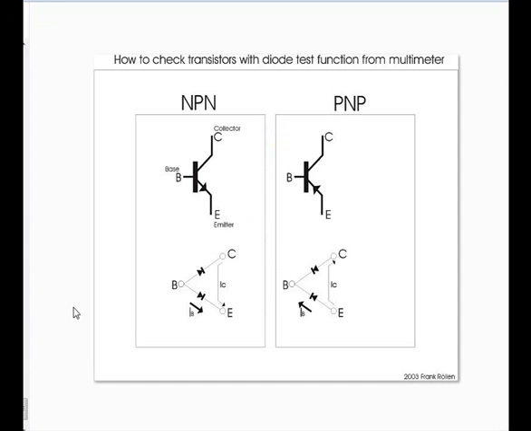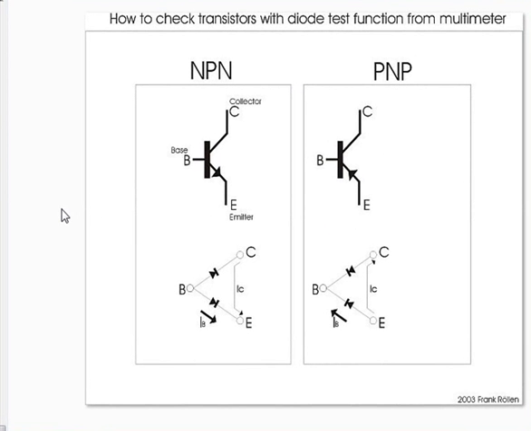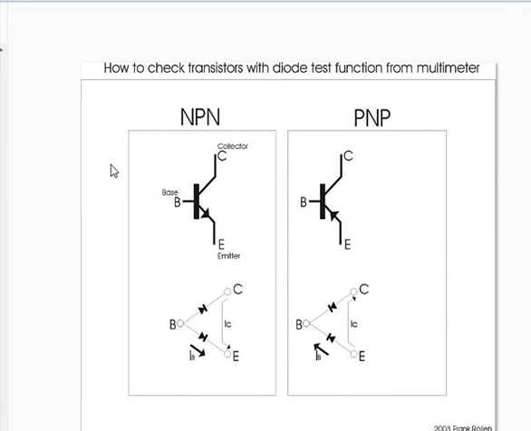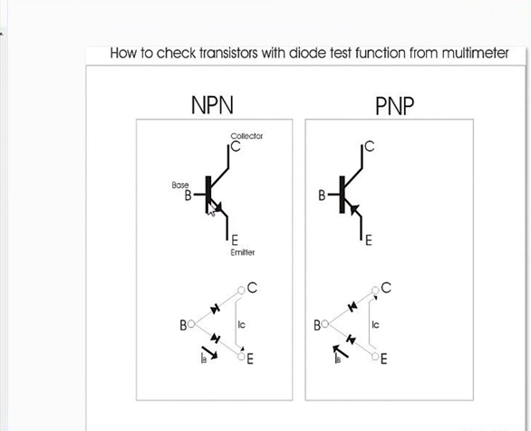Now next comes how to test transistors. Actually these are called bipolar junction transistors, BJT. In short, many people call it a transistor only. They are available in NPN and PNP. In NPN you have the arrow down, in PNP you have the arrow up at the emitter. All of them have a base, collector and emitter. This also is base, collector, emitter.